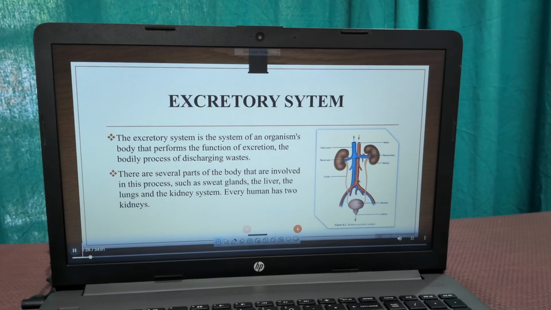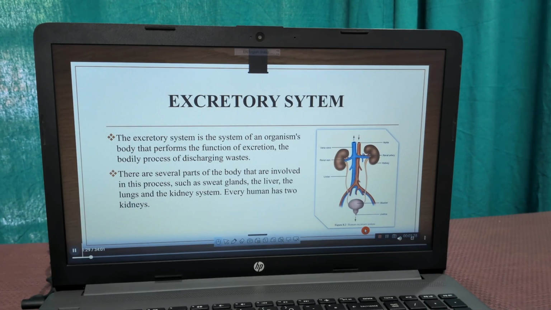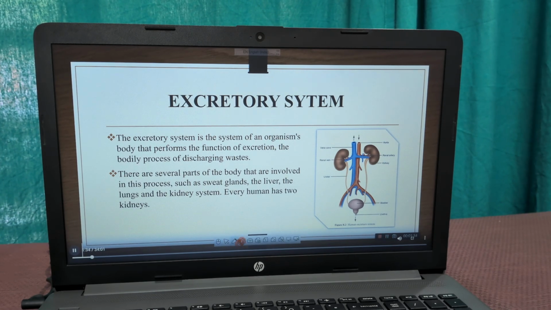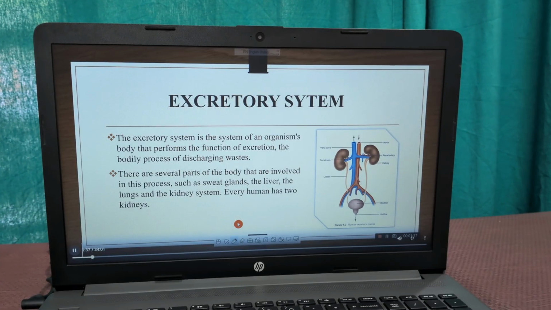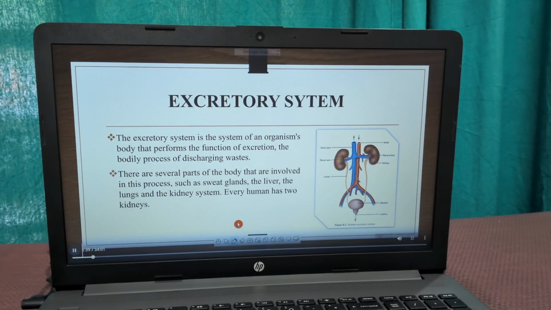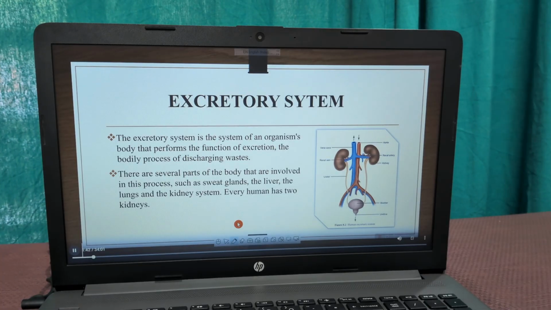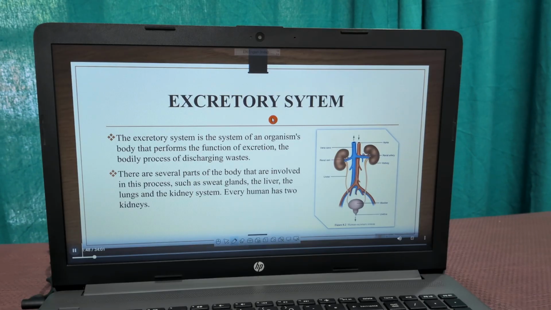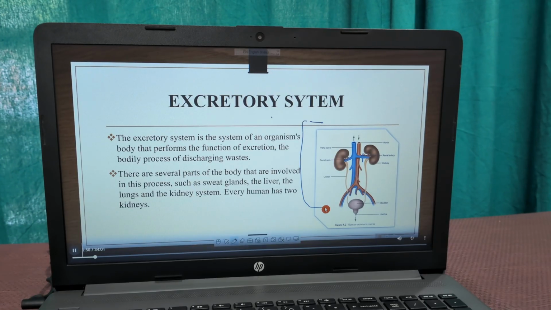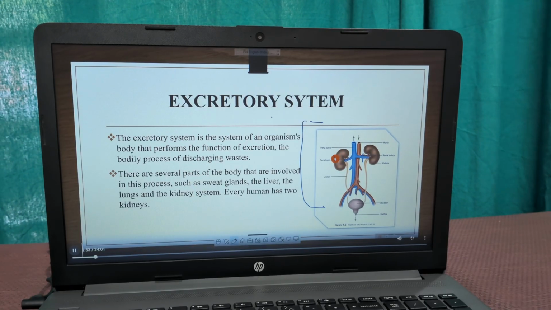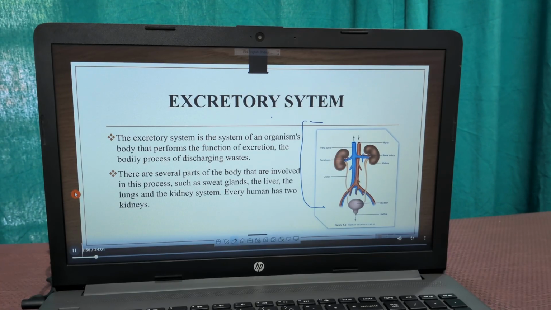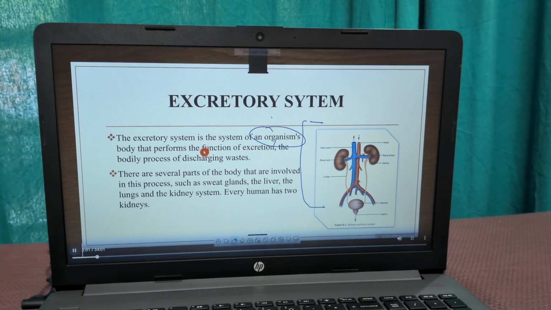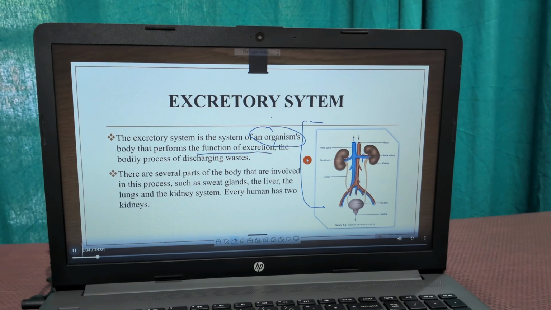So, what is actually the excretory system? Let's understand the excretory system in detail. The excretory system is a passive biological system which removes excess unnecessary materials from the body fluids of an organism. Here you can see in the picture the diagrammatic representation of the excretory system. It is the system of an organism in which the body performs the function of excretion.